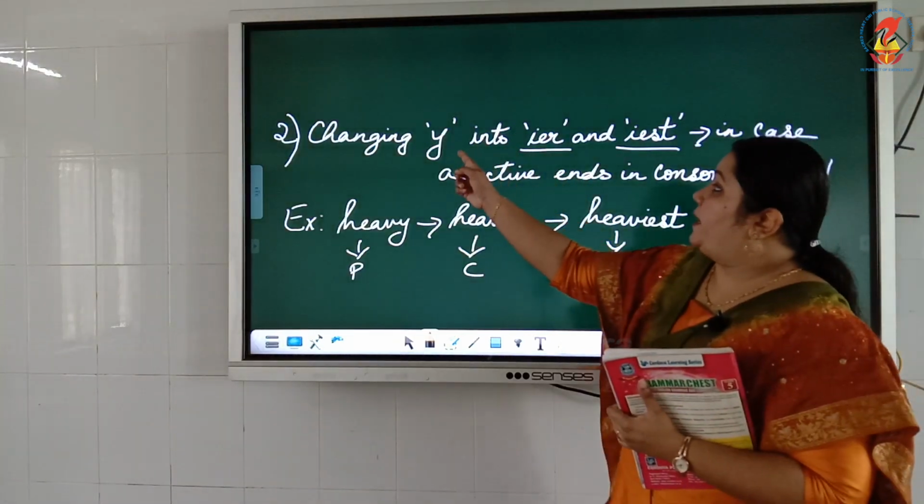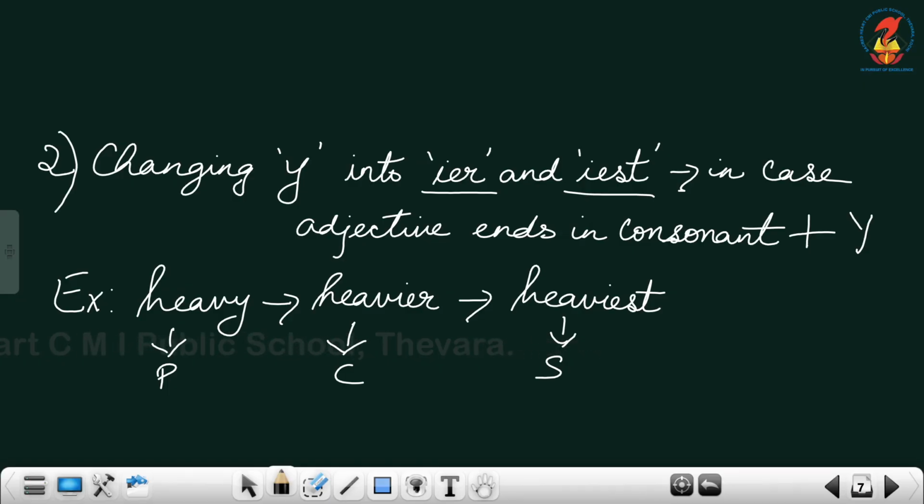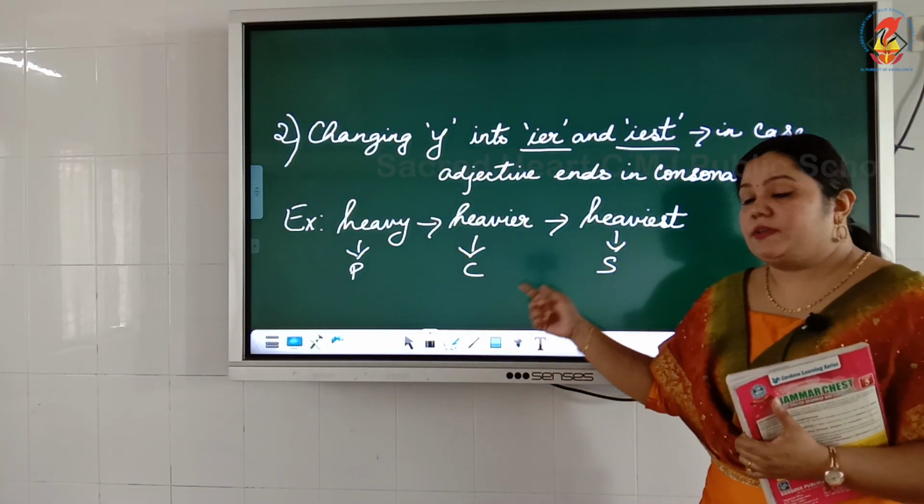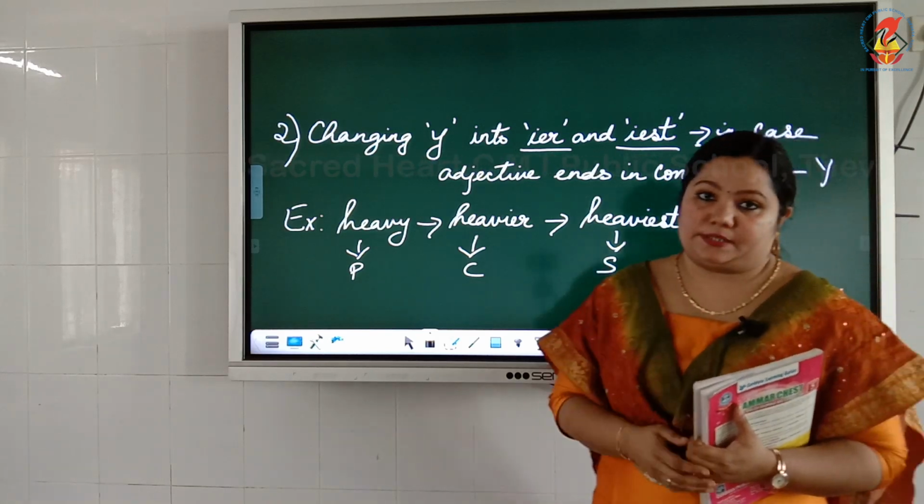By changing y into ier and iest. When exactly? When we have adjectives that end with a consonant sound plus a y in the spelling of the word. So here, heavy, we have a consonant, so y is there. We write ier to convert the positive word into comparative, and when we want to convert that into superlative, we add iest. So the word heavy is positive, heavier is comparative, and heaviest is superlative.